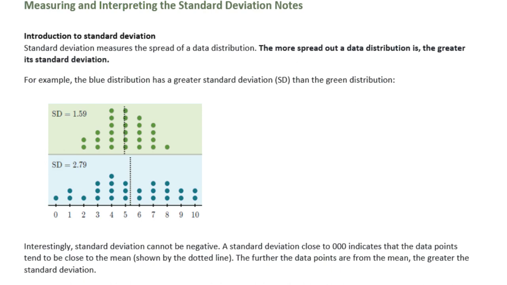Okay, we have to remember, since it is talking about a distance, a spread, the standard deviation cannot be negative. If it's close to 0, that indicates the points are close to that mean. And then the further they are away from the mean, the greater the distance away, so it's increasing your standard deviation.